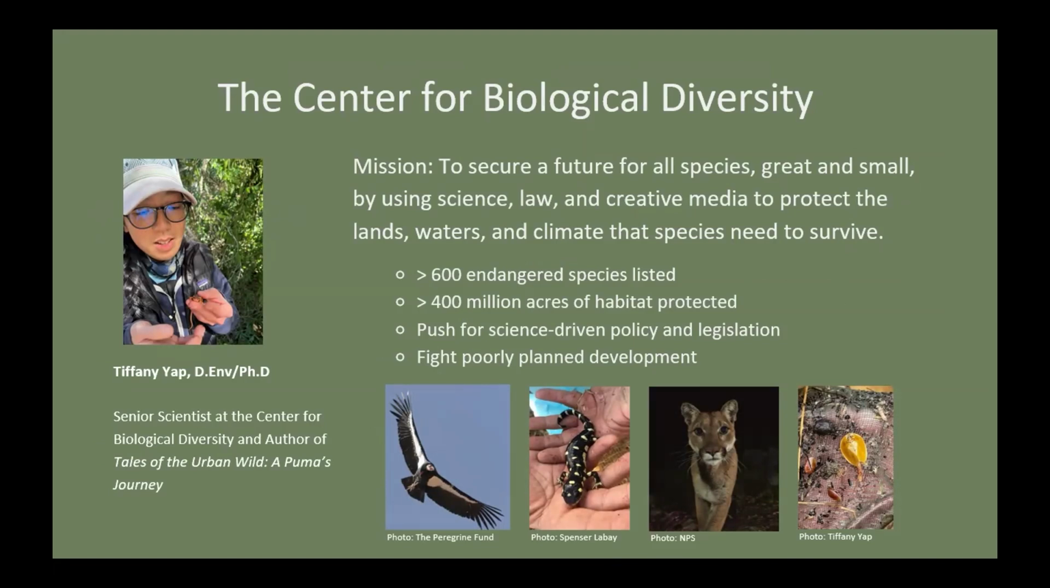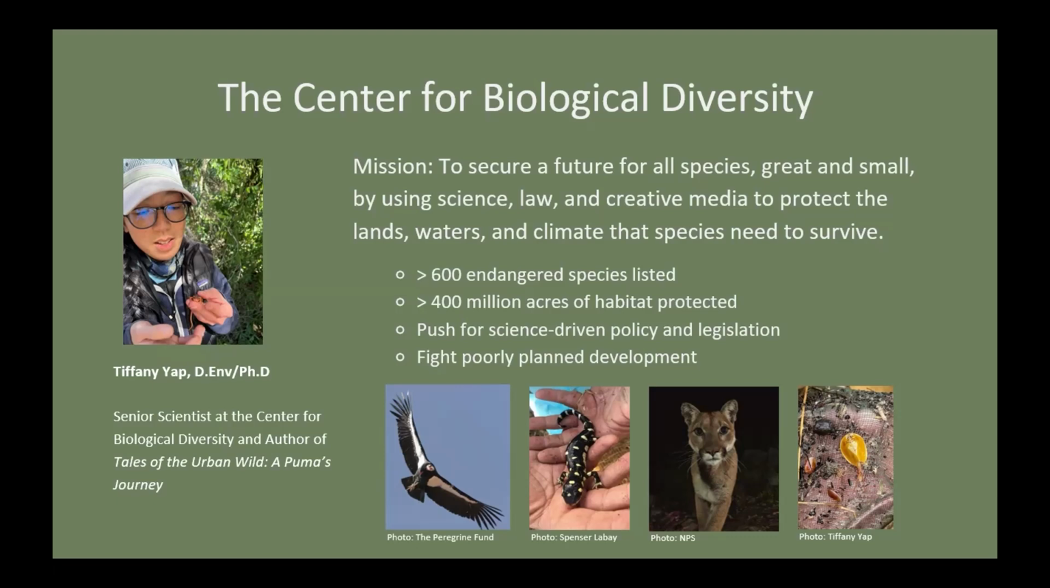My name is Tiffany Yap. I'm a senior scientist at the Center for Biological Diversity. We are a national nonprofit in the US, and our mission is to secure a future for all species, great and small, by using science, law, and creative media to protect the lands, waters, and climate that species need to survive. And so we've been involved in the protections of more than 600 endangered species and more than 400 million acres of habitat. And I work in the urban wildlands program, and we often focus our work in California.